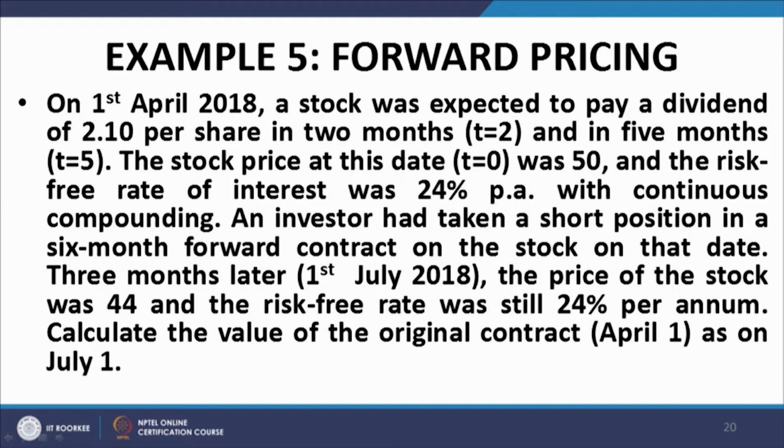Now, the maturity of the contract is given as 6 months. So, the important thing here is that there are two dividend points, t equal to 2 months and t equal to 5 months, that is 1st June and 1st October, and the maturity of the contract is 6 months from 1st April. So, that is as on 30th of September or 1st of October.